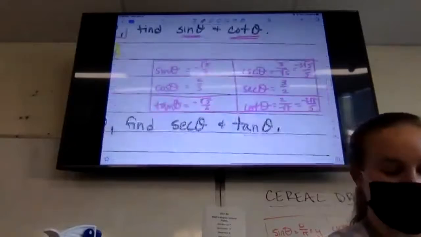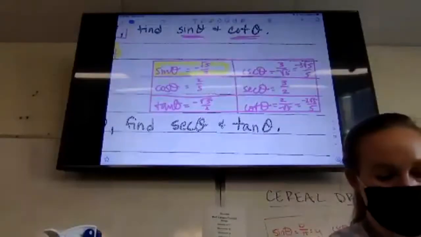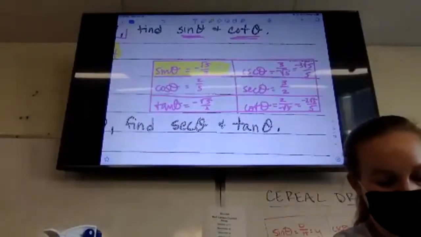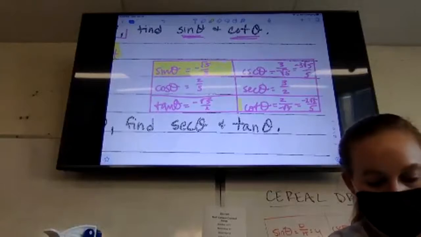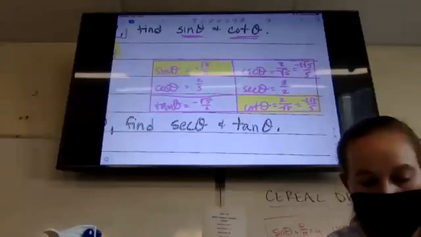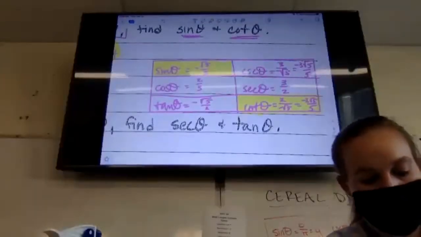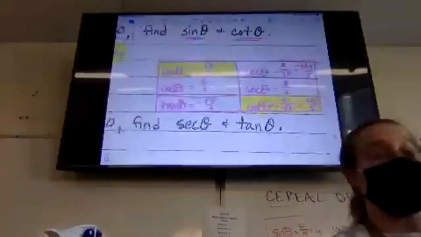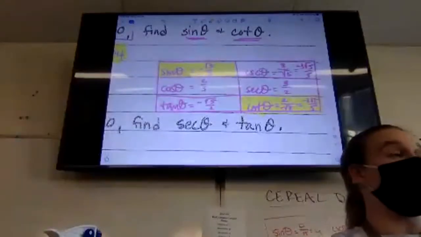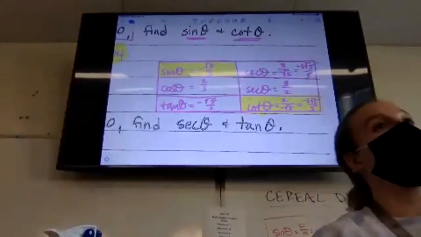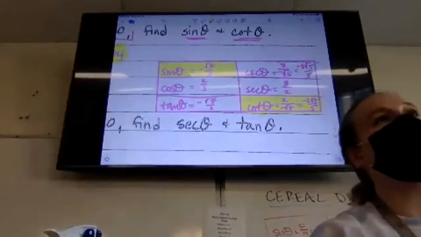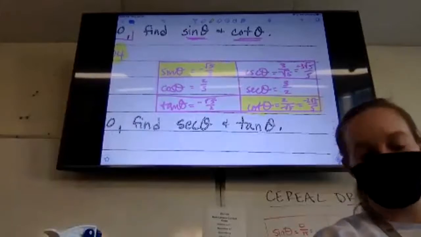And again, it said sine and cotangent. So I'm going to highlight these because this is really what it asked for. But again, sometimes I get myself all worked up and I forget what cotangent is if I don't do them all in order. So I find if I do sine, cosine, tangent, and then reciprocal all of them, then I get them all correct.